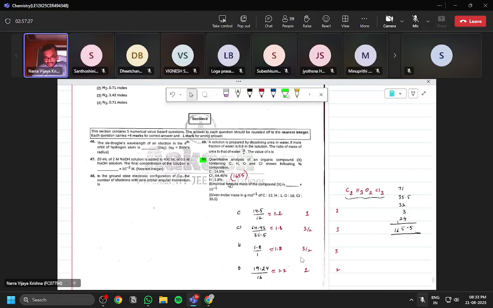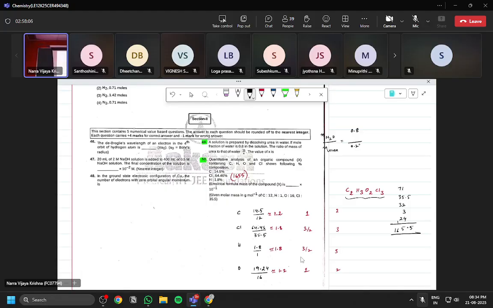Next, question number 49. A solution is prepared by dissolving urea in water. If the mole fraction of water is 0.8 in the solution, the ratio of mass of urea to that of water is. We need to find the mass ratio, right? Mole fraction of water is 0.8, which means urea is 0.2. So number of moles of water by number of moles of urea is equal to 0.8 by 0.2. Mole fraction ratio is nothing but the number of moles ratio.